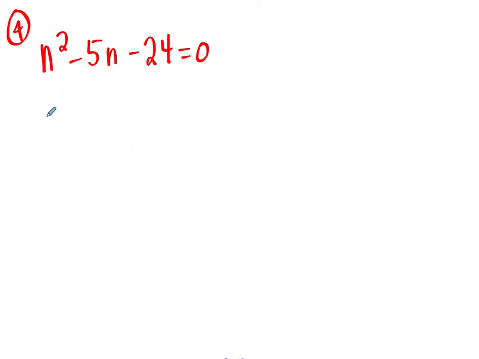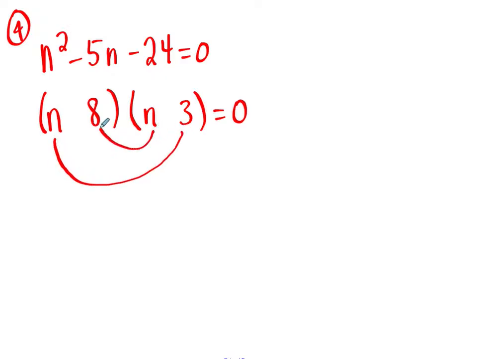Number 4. n squared minus 5n minus 24. You know you got n times n. And 8 and 3 make 24. I just didn't get the sign right. Then you got 3n and 8n, and I've got to have a negative, so one of them must be negative. Which one is it going to be? To get negative 5n, the 8.